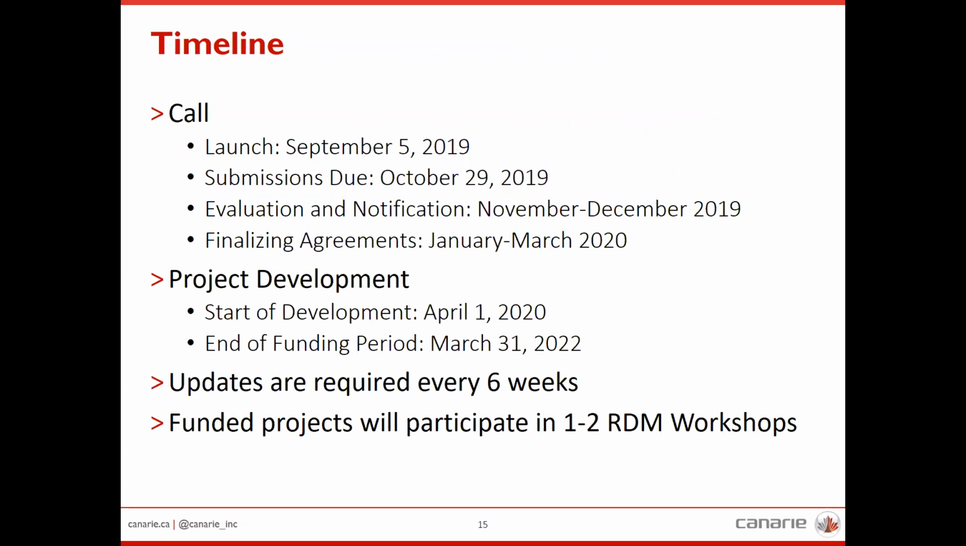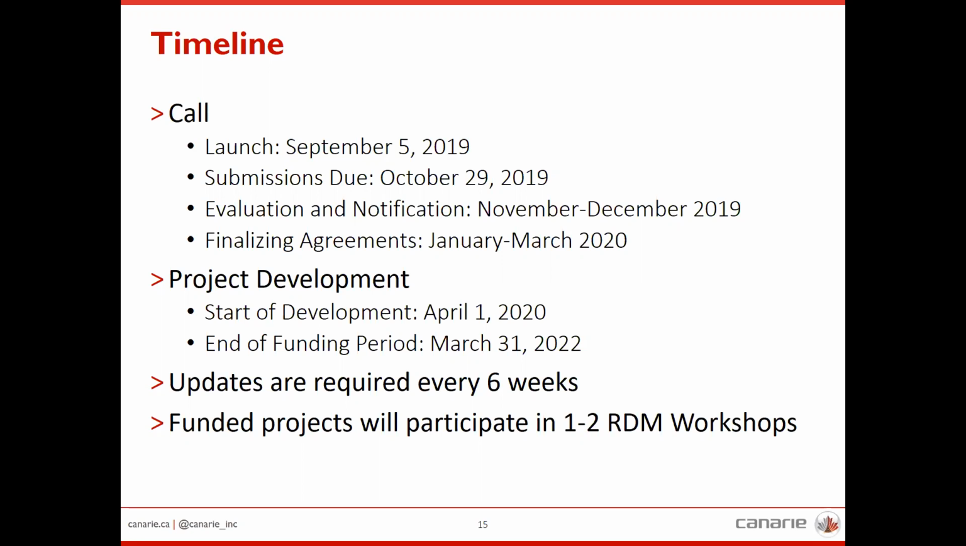Before Tracy comes up, just to reiterate, the launch was on the 5th of September. Submissions are due October 29th. And I want to highlight that one because the submission deadline for calls under the separate research software call are a month later, towards the end of November. So it's important for people to remember that if they're applying for this RDM funding opportunity, the deadline for submissions is October 29th. Evaluation notification will happen before the end of the calendar year, during November, December.